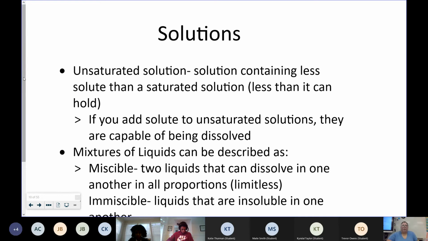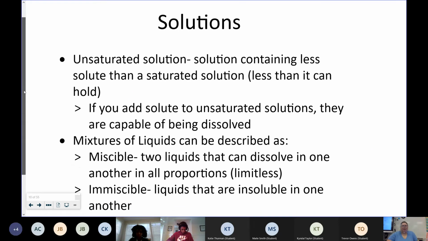With solubility, we're producing solutions, and sorry, I'm not sure what happened with my slide.